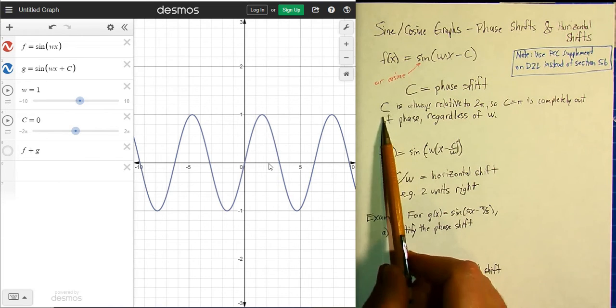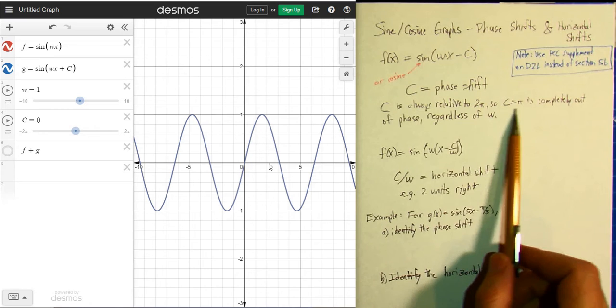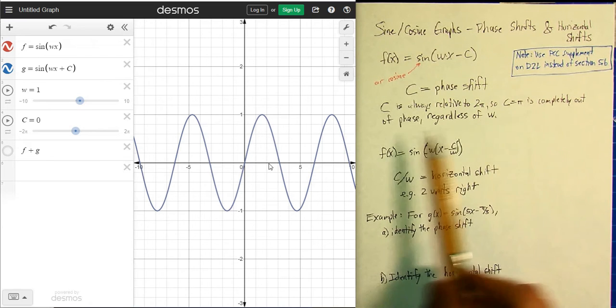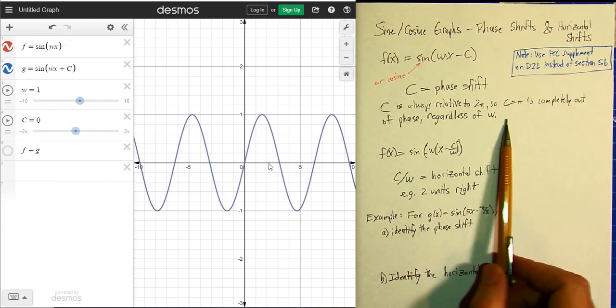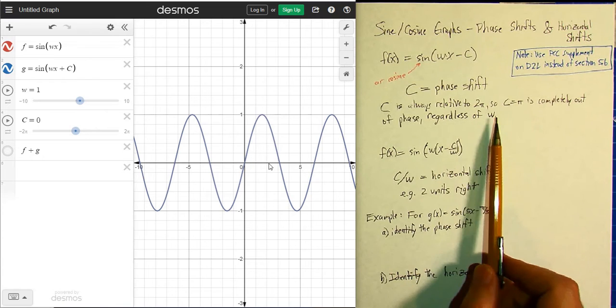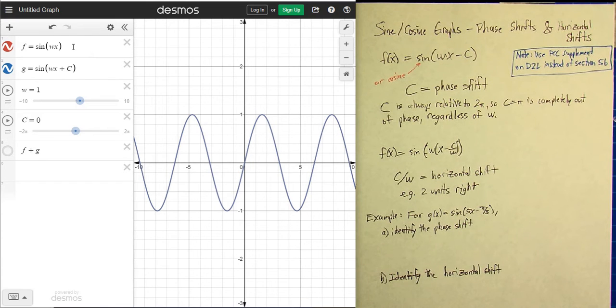Now C is always relative to 2 pi, so C equals pi would be completely out of phase regardless of what you use for the period constant. Let's take a look at that. Here we are in Desmos, where I have sine of omega x, which is an unshifted function with a possible different period depending on my value of omega. And here I have g, which has a shift in it.